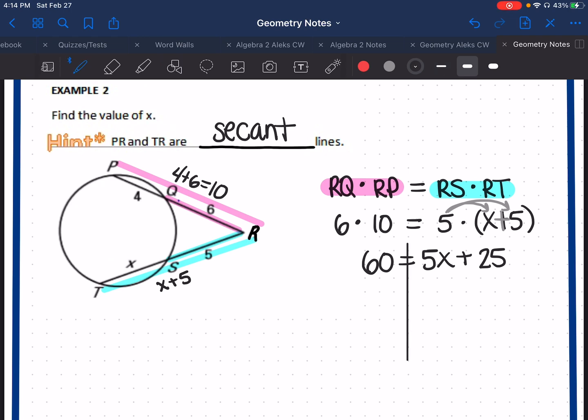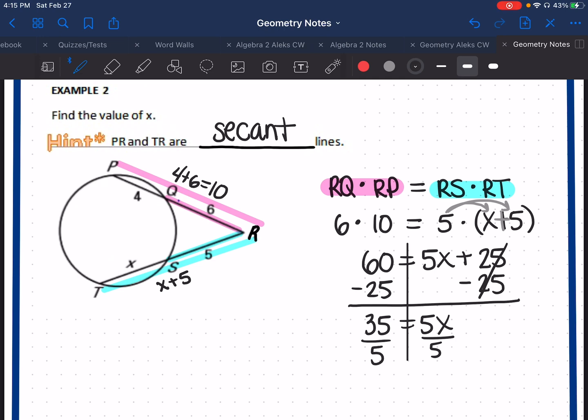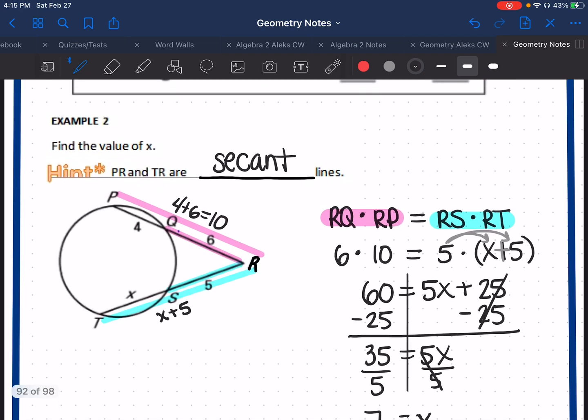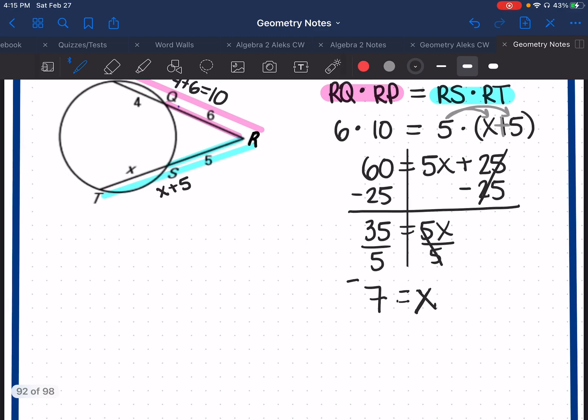Here we go. Minus 25 from both sides. 60 minus 25 would give me 35. And I'm going to divide both sides by 5. There we go. X equals 7. Let me go back up and look. Yep, that's all we wanted. Find the value of x.